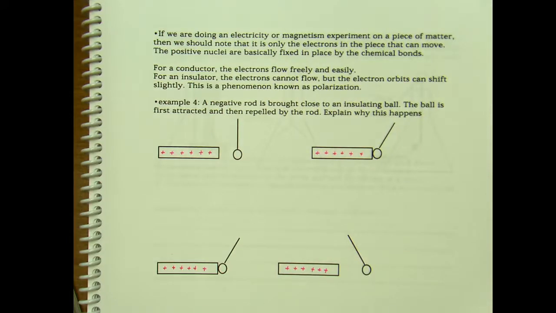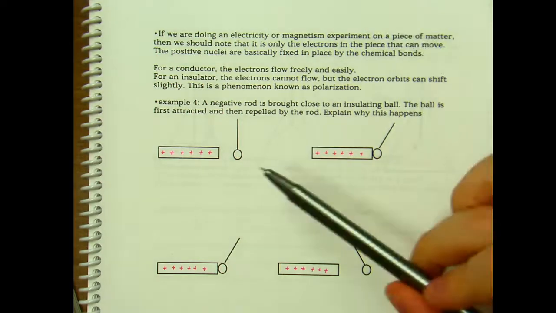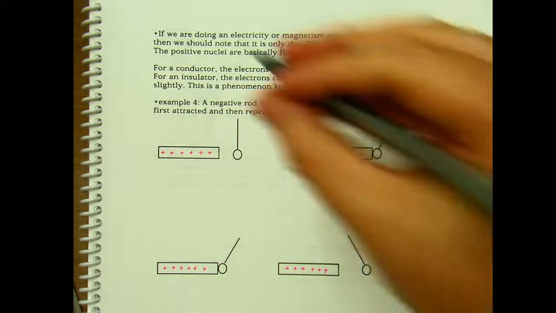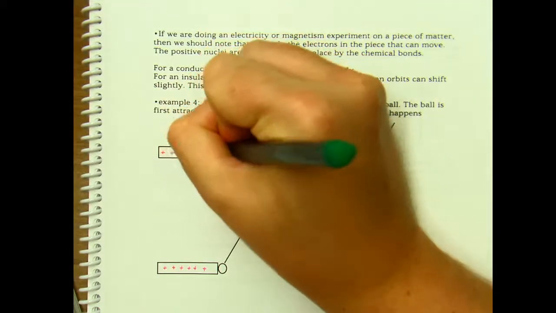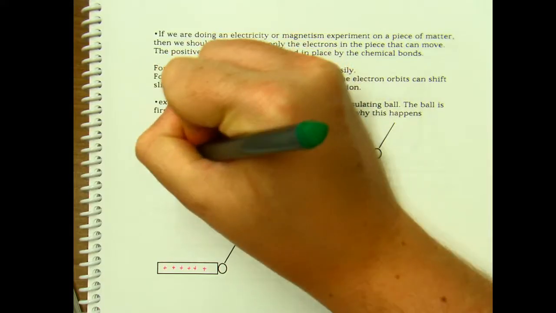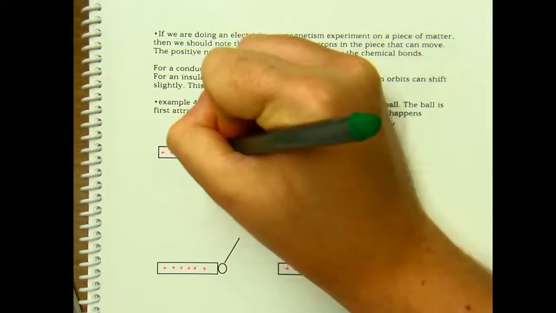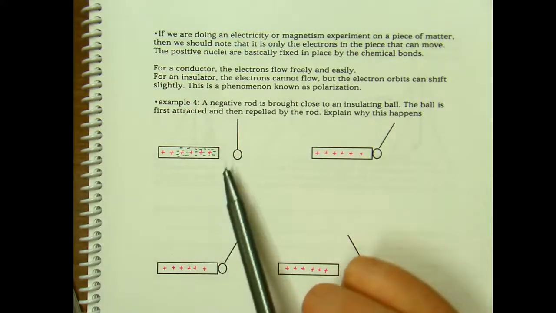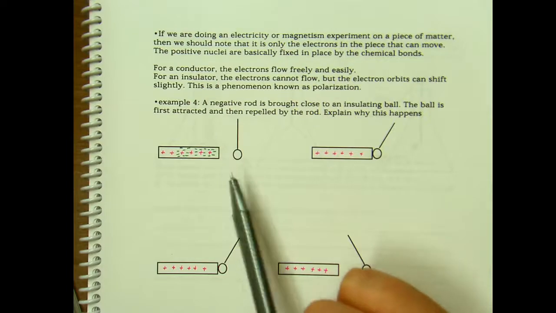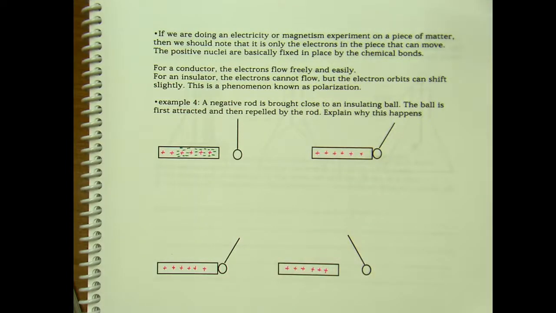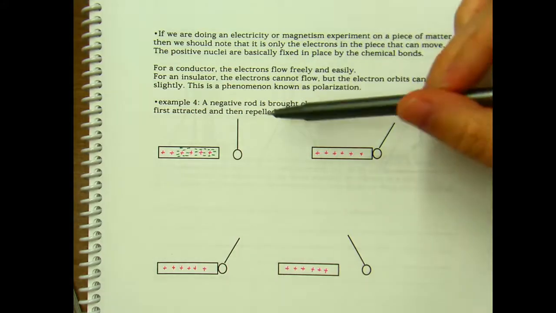And so I'm going to use green. If we tell you that this rod is negative, what that means is there have to be more electrons on the rod than there are protons. So I'm just going to toss a whole bunch of these guys in here. You can see that that thing is negative. And so as we bring it close to a ball, what we would see if I were to actually do this for you is that the ball is first attracted to and then repelled by the rod.